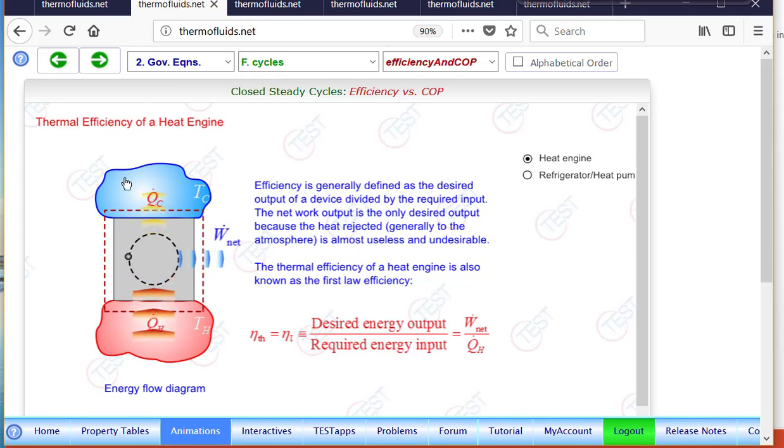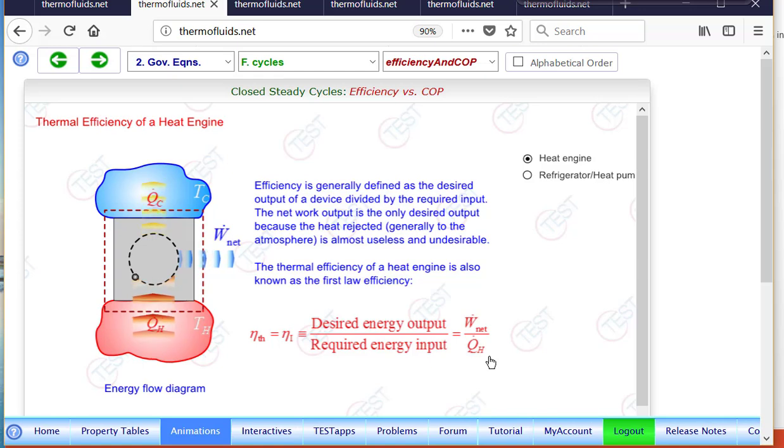Here is a conceptual heat engine, where heat is transferred from a hot reservoir at TH to the heat engine, which is inside the red dashed boundary. Part of the heat is rejected and some net work is produced. And this is the thermal efficiency.